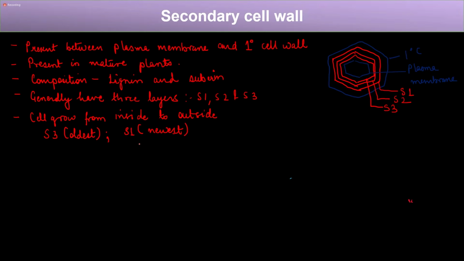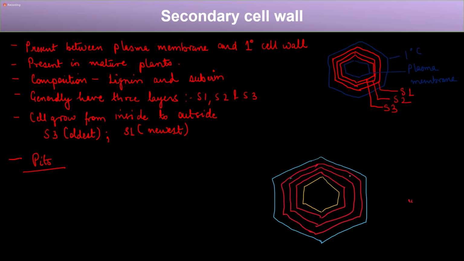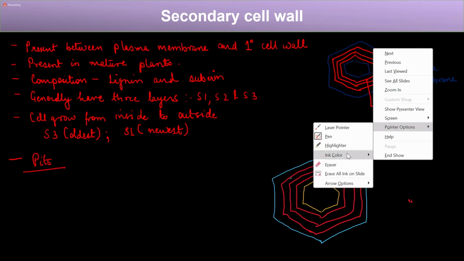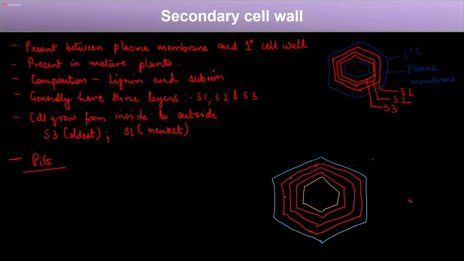Okay. Now since we have seen the secondary cell wall, let's also study one more term that is known as pits. So what are pits? You just saw the structure of a cell wall that comprises the primary cell wall and secondary cell wall. Now, there are certain cases in which you can see that there are certain regions where the secondary cell wall does not grow.